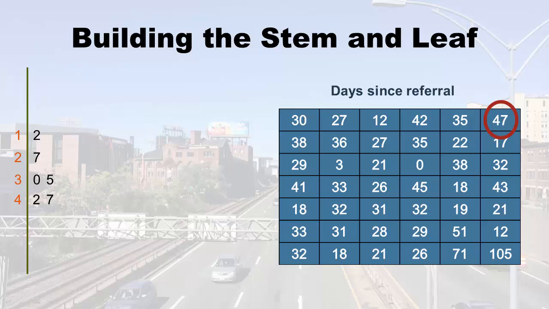Here's 47, we just pile a 7 on there. Now you'll notice I tried to line up that 7 on the 4 leaf with the 5 on the 3 leaf. When you're doing this by hand, well, even when you're not doing it by hand, you really have to keep those things lined up or you won't have a good stem and leaf, okay?